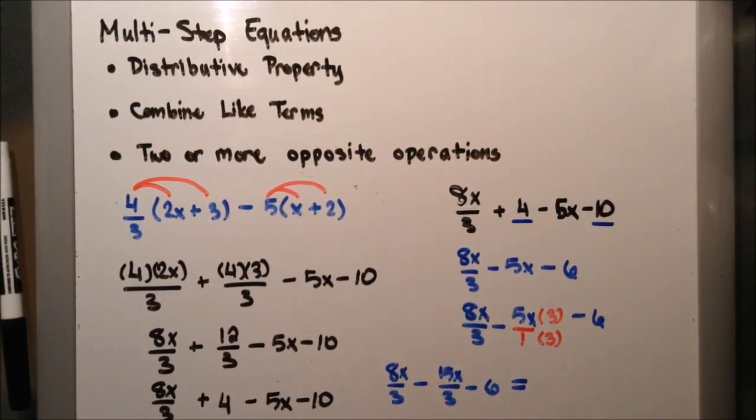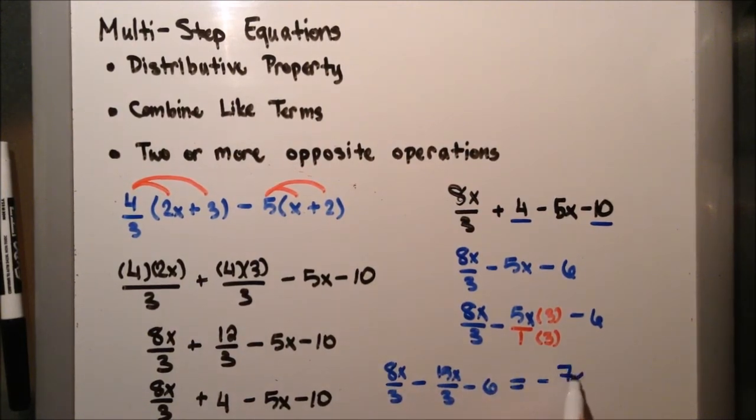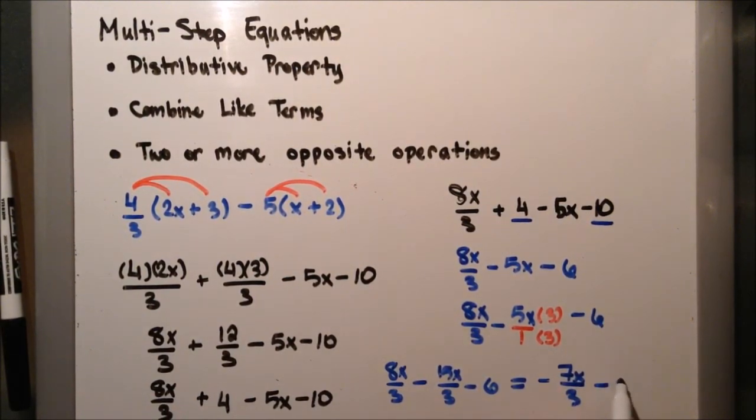And then when I simplify, I'm going to combine these two fractions together. So I'm basically just combining the top. So 8x minus 15x, that's going to become negative 7x on the top, but I still have the 3. And then I carry the 6, so minus 6. So, I have one variable, one number. So this will be our final answer.